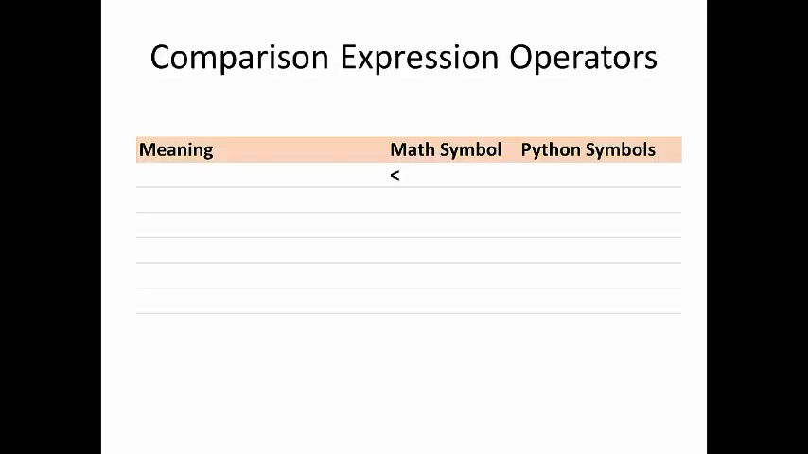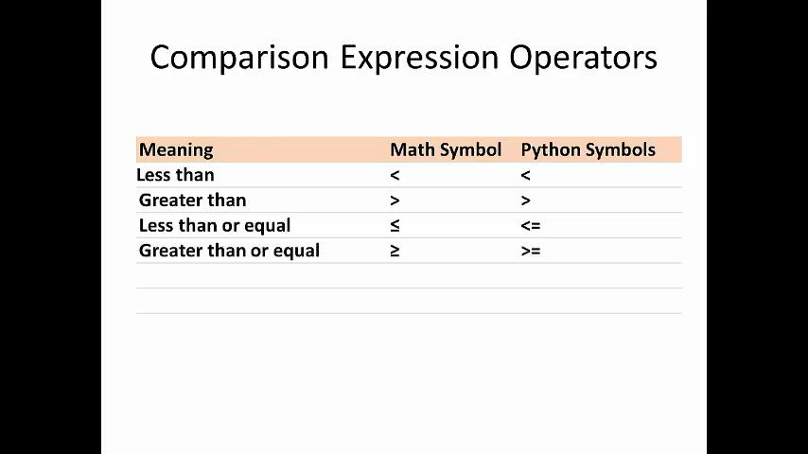The comparison expression operators are written as follows in Python. Less than, greater than. Less than or equal to is the less than sign followed by the equal sign. Greater than or equal to is the greater than sign followed by the equal sign.